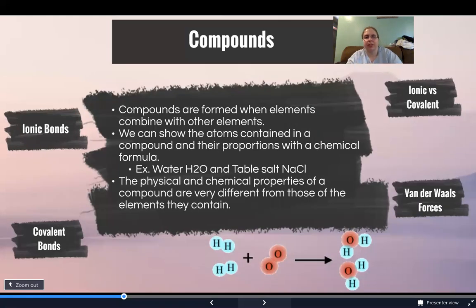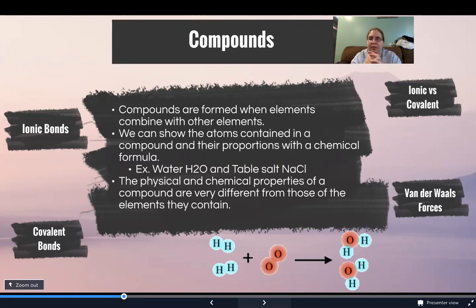All right, compounds. Compounds are formed when elements combine with other elements. So a lot of times this also begs the question, how are compounds different than molecules? A molecule is when more than one atom bond together. A compound is when you have more than one element bonded together. So oxygen gas is O2. There are two oxygen atoms bonded together. That is a molecule. It is not a compound because it still only has oxygen in it.